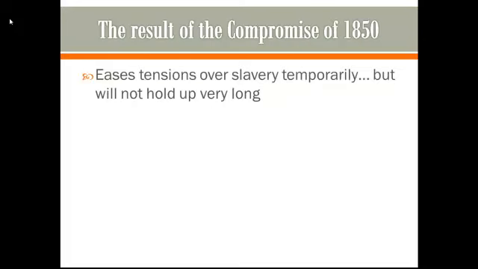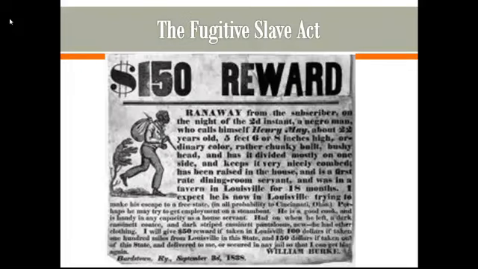So the Compromise of 1850 is going to ease tensions over slavery for a little while. The South feels assured that slavery will not end. The North feels comfortable with California as a free state. But very quickly, tensions are going to rise over the next 10 years. And a lot of these tensions grew out of the Fugitive Slave Act.